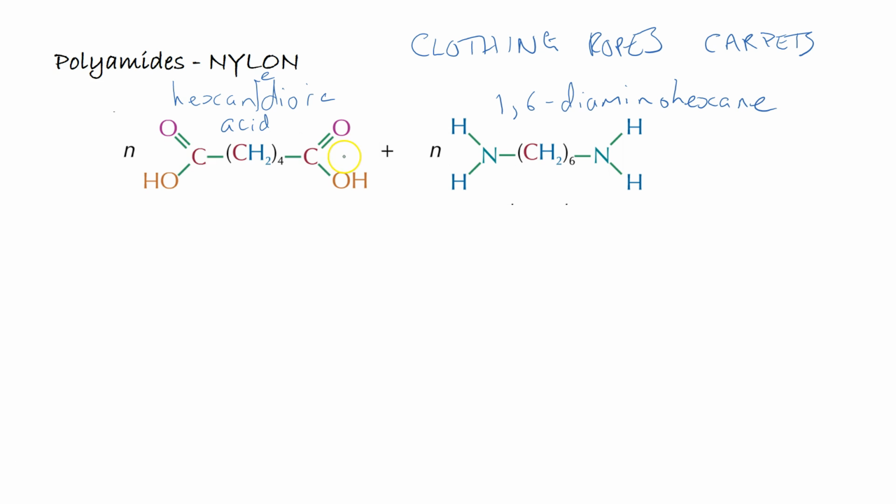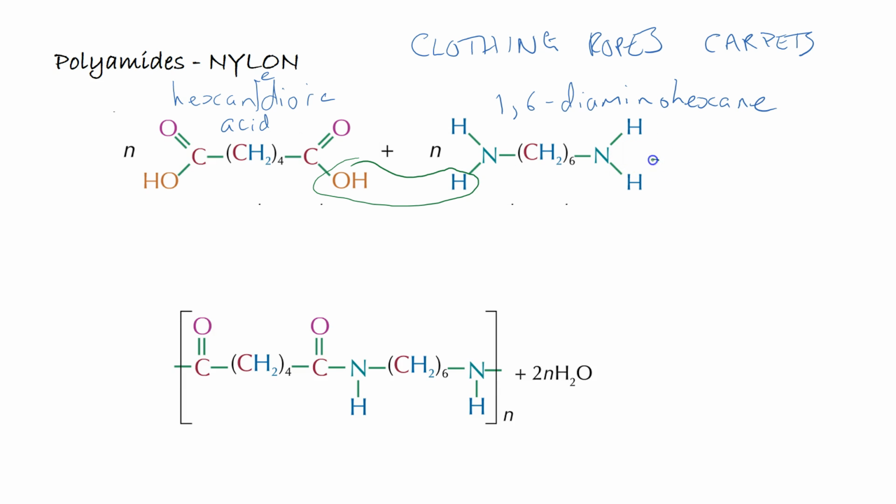Once again, we get a condensation reaction between the OH and the hydrogen, forming our amide link. And again, because we've got a water molecule on either end produced, we form two water molecules per repeating unit. In this example, because our carbon chains in each of our monomers both have 6 carbons, we call this nylon 6,6.